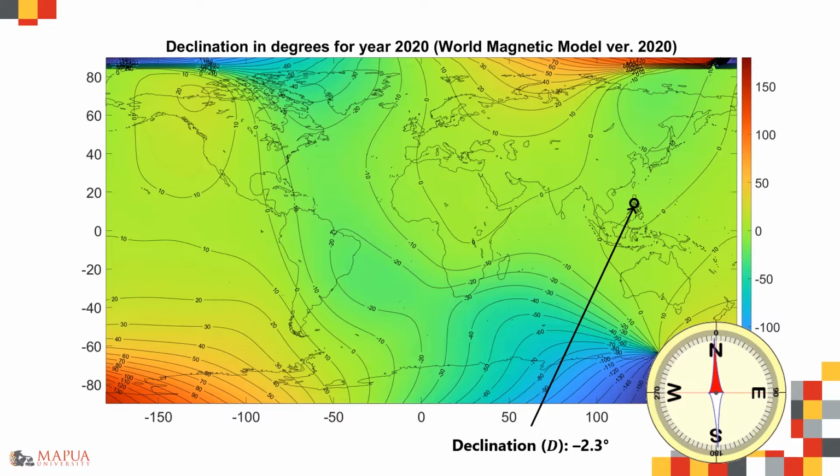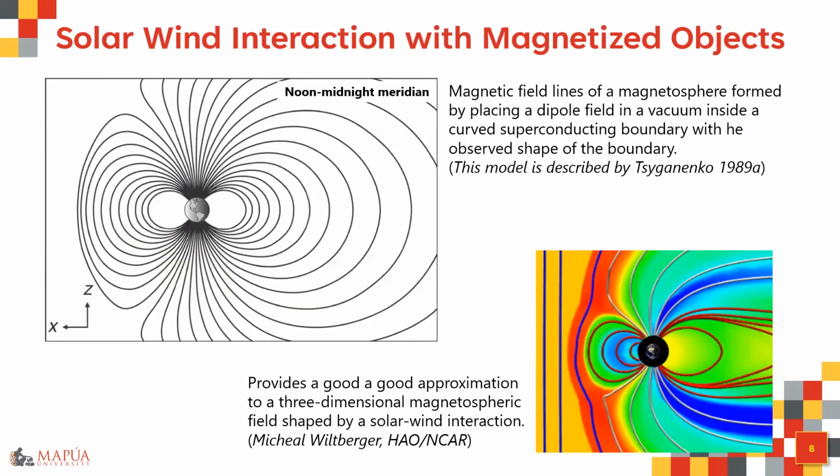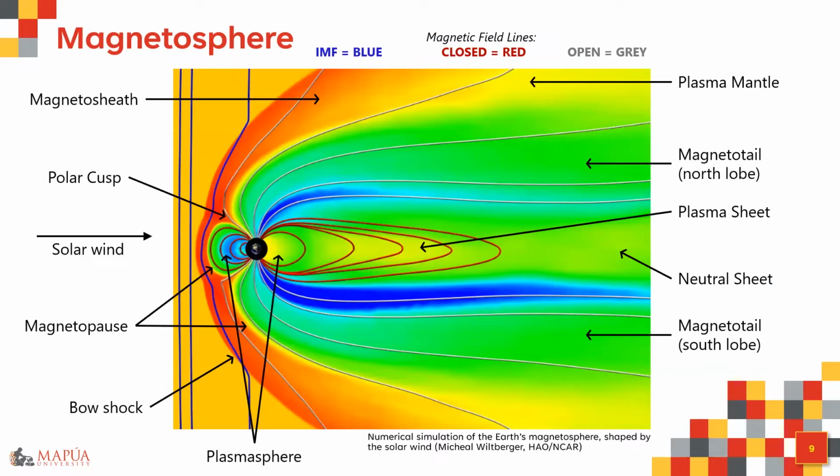Now, this magnetic field interacts with the magnetic field provided by the solar wind. When the solar wind interacts with magnetized objects, it basically forms the planet's magnetosphere. Okay, so these are some of the models provided by these researchers. And this tells us that the magnetosphere is the region where the magnetic field of the Earth is very significant relative to the interplanetary magnetic field.